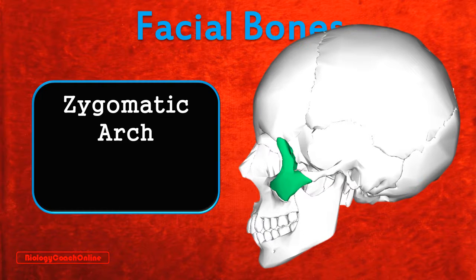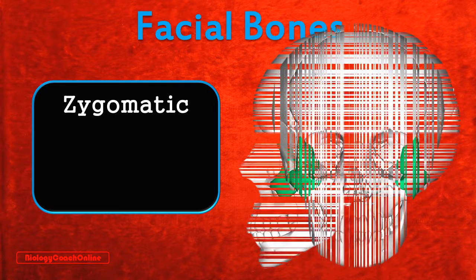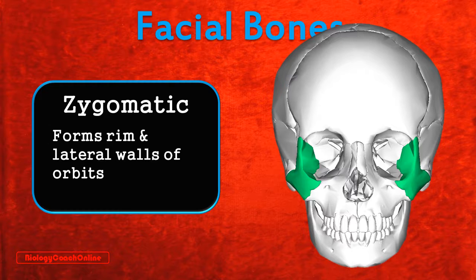Now, rotating 45 degrees more so that we see the full lateral view here, we can better see the zygomatic arch. Now, remember, this is that little bridge between the face and the cranium. Jumping back to the frontal view, the zygomatic bones also help to form the orbits of the eyes. And so we see the orbital processes here and here, which form the rim and lateral walls of the orbits.